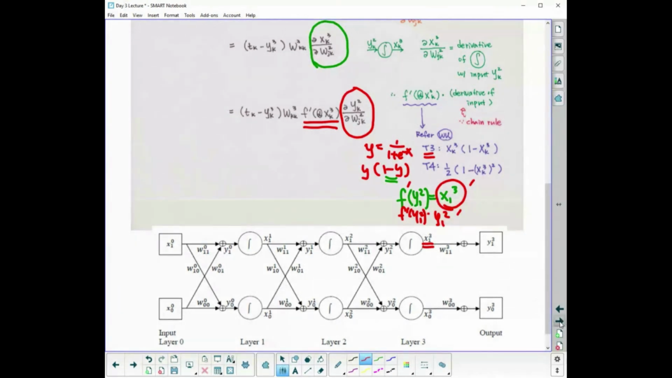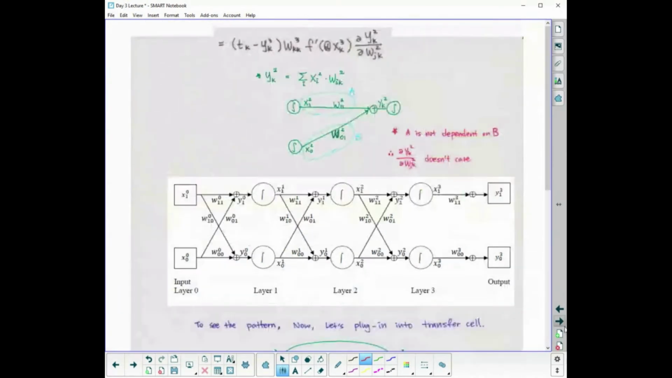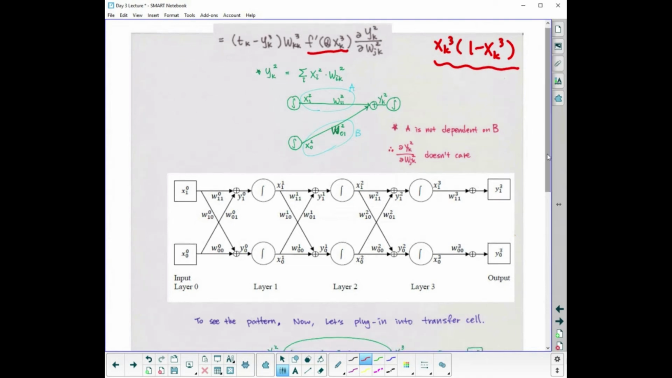Now let's simplify a little bit more. You know that this one you can rewrite as xk layer 3 times 1 minus xk layer 3. It depends on what the transfer function, the activation function, is. Just know that, but we are going to keep this format. Let's think about whether I can simplify more.